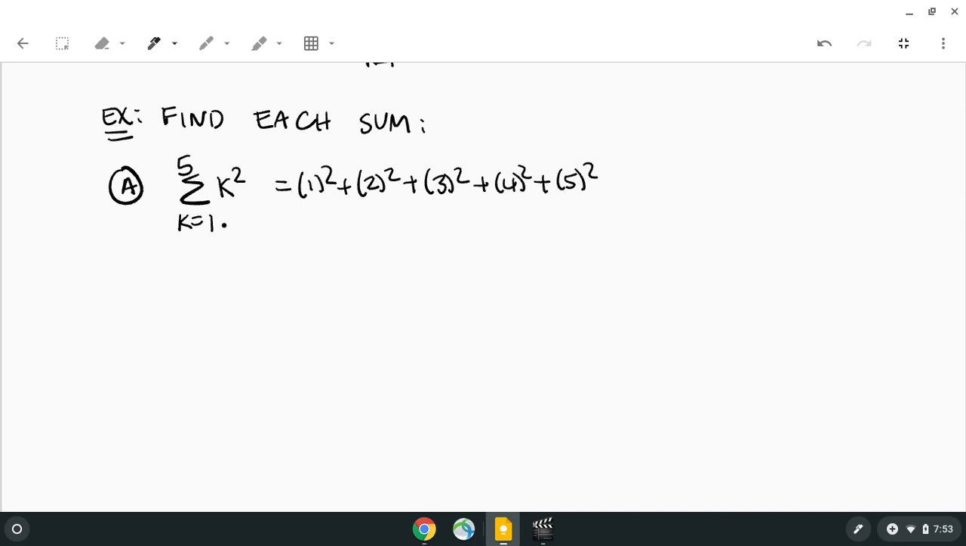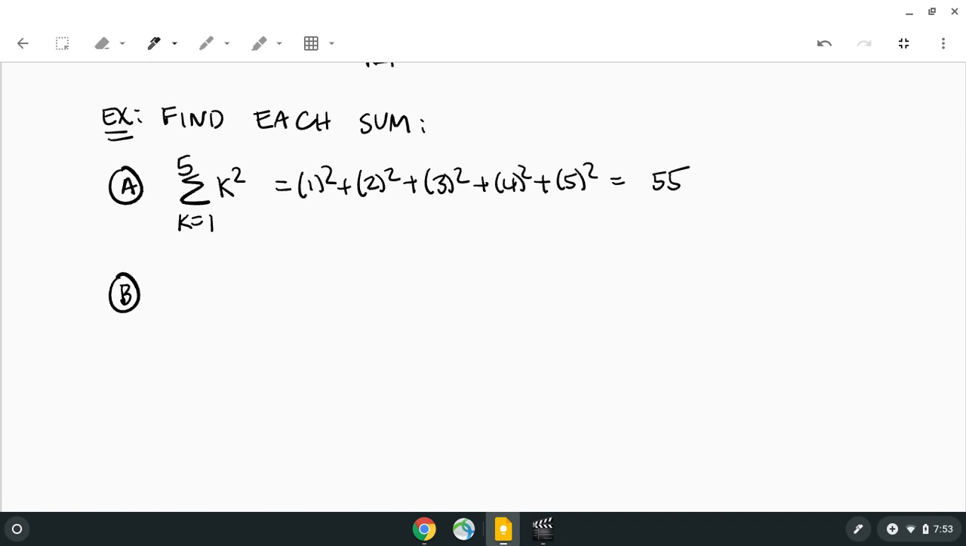This is like your lower limit. Where do you begin? This is your upper limit. Where do you stop? Work that all out and you get 55. All right, let's try another one.